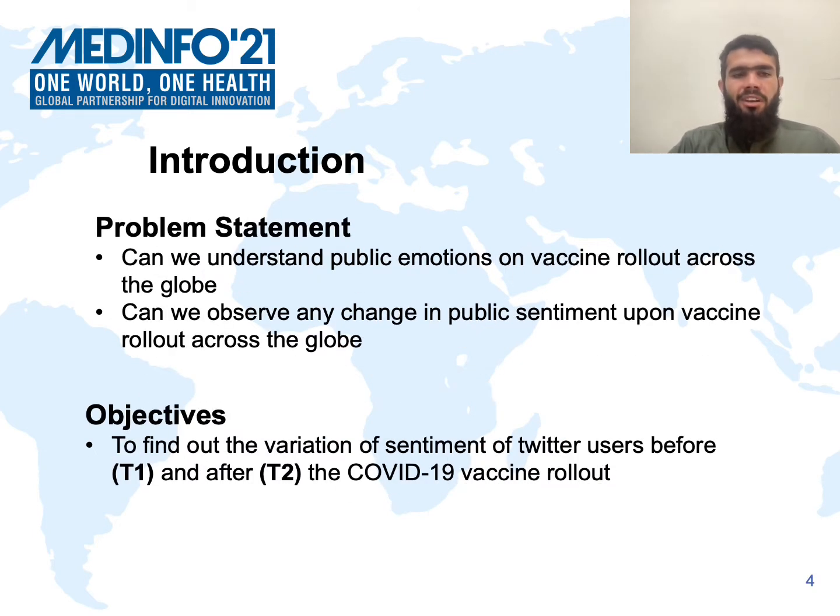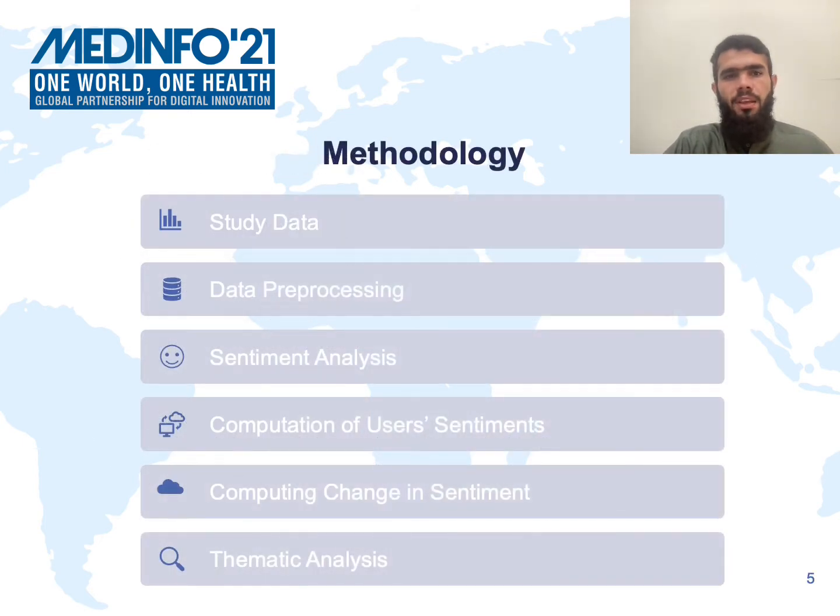So, problem statement: can we understand and identify public emotion on vaccine rollout throughout the world? Can we observe any change or shift in the public sentiment upon vaccine rollout worldwide? So the main objective of this paper is to find the variation or shift of sentiment of Twitter users before and after vaccine rollout.